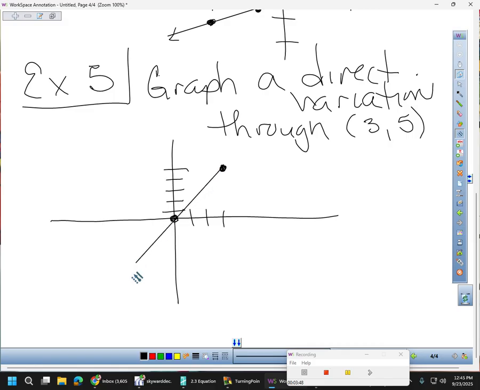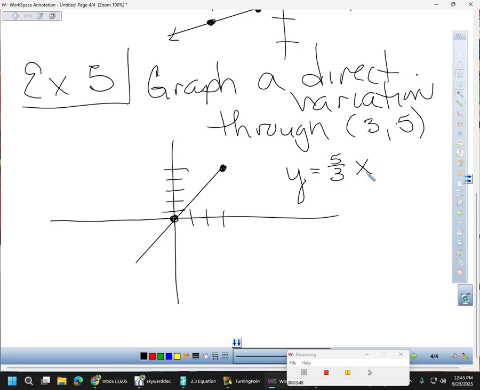That's it. Okay? If we needed to write a direct variation equation for this, we would say y equals, how do I figure out what my k is? Y divided by x, or 5/3, and then x.